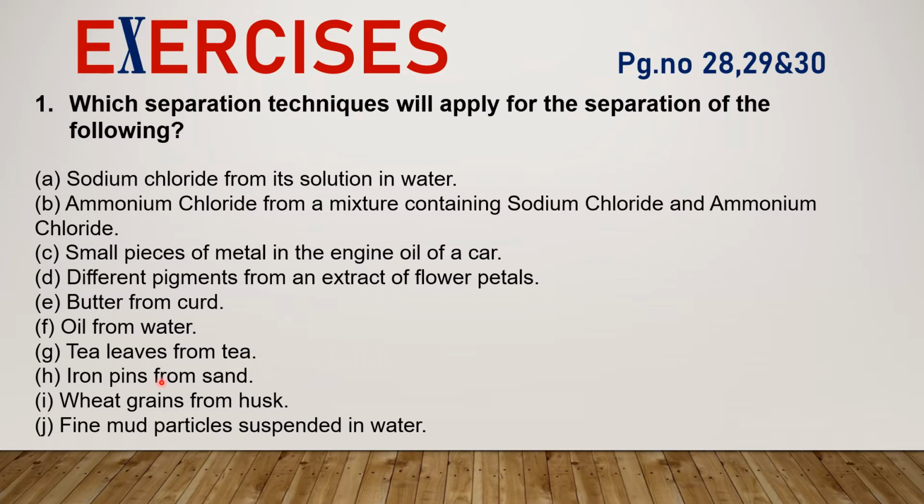Next is iron pins from sand. So using a magnet or magnetic separation, we can remove iron pins from sand. And I, wheat grains from husk. That answer is winnowing. That I think you already studied in earlier classes. Wheat grains from husk, winnowing, or sedimentation. That also correct. So winnowing or sedimentation you can write.